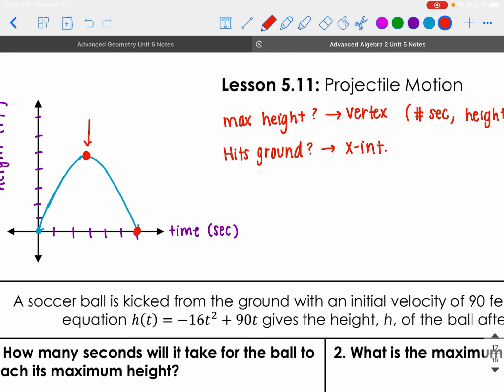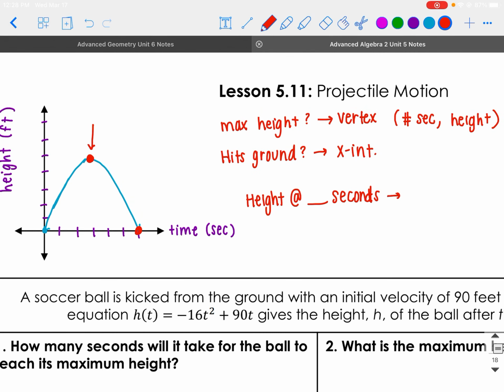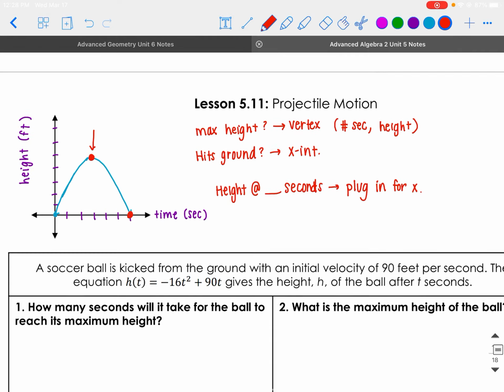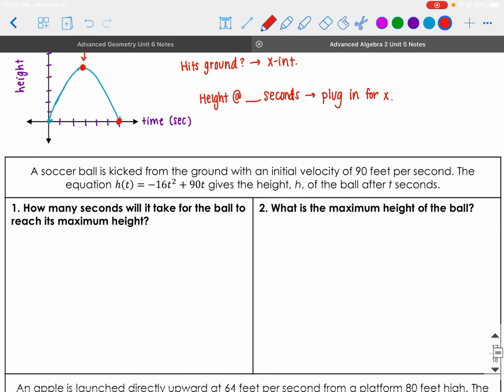Okay. And so those are some common things. Now it might say, what is the height at some number of seconds? So some random number of seconds. You're going to plug in for x. So if it says, what's the height in 1.5 seconds? Just plug 1.5 in for x. So let's look at some examples.